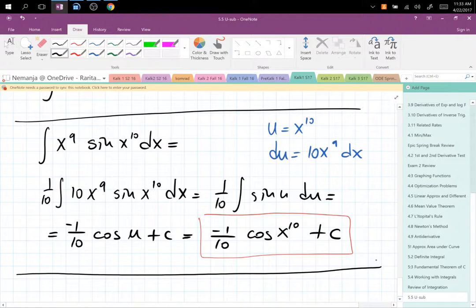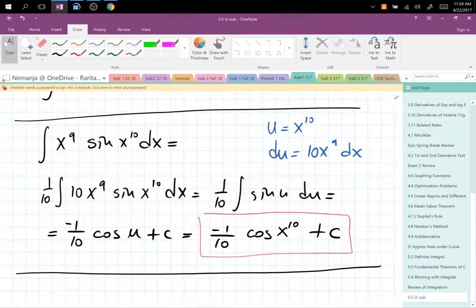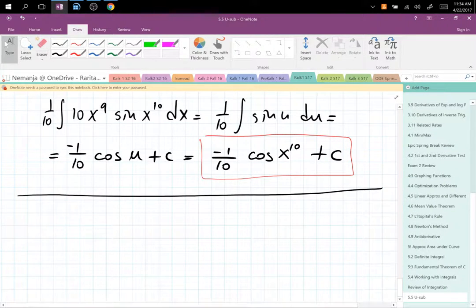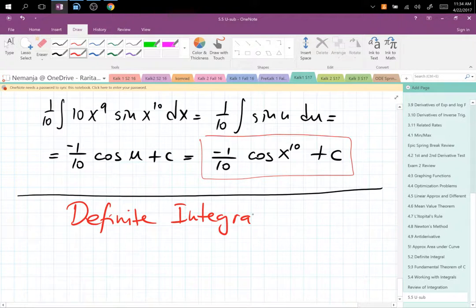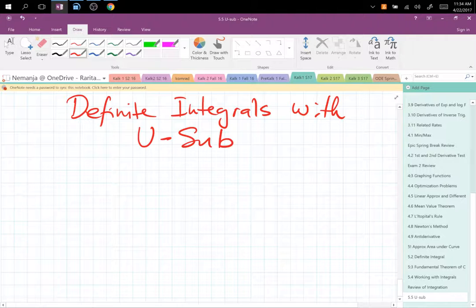And what else? Ah, yes, let's not forget. Never forget to do definite integrals. You're gonna love these. Definite integrals with u sub.